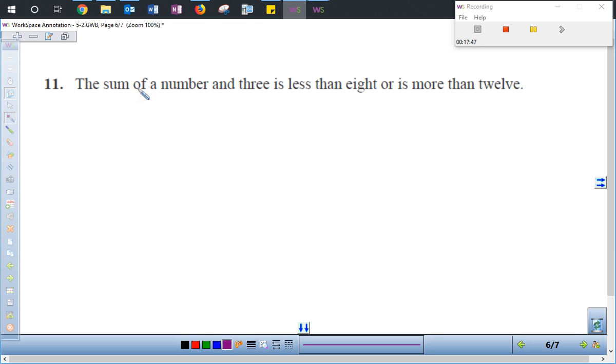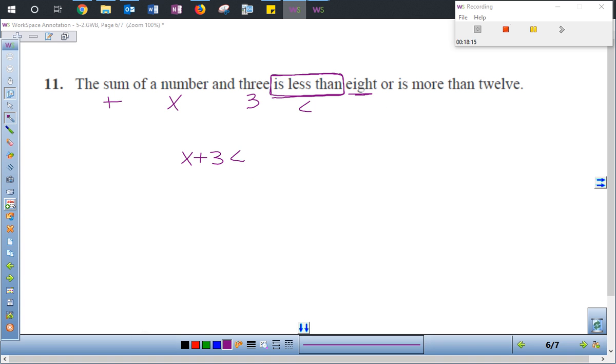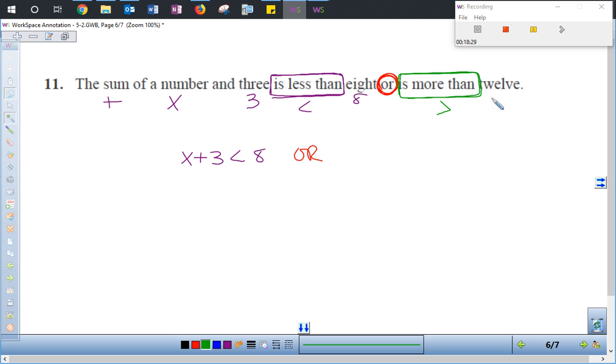So it says the sum of a number and 3 is less than 8 or is more than 12. So I'm going to take this one step at a time. The sum, so we're going to be adding a number, which I don't know what it is, so I'm going to call it x, and 3. So I know that that's going to be written as x plus 3 is less than 8. 8 is the final result on that one. So x plus 3 is less than 8. Or, so I've got that fancy word or there, I'm going to go ahead and write it down, is more than, so again that's pretty straightforward, 12.